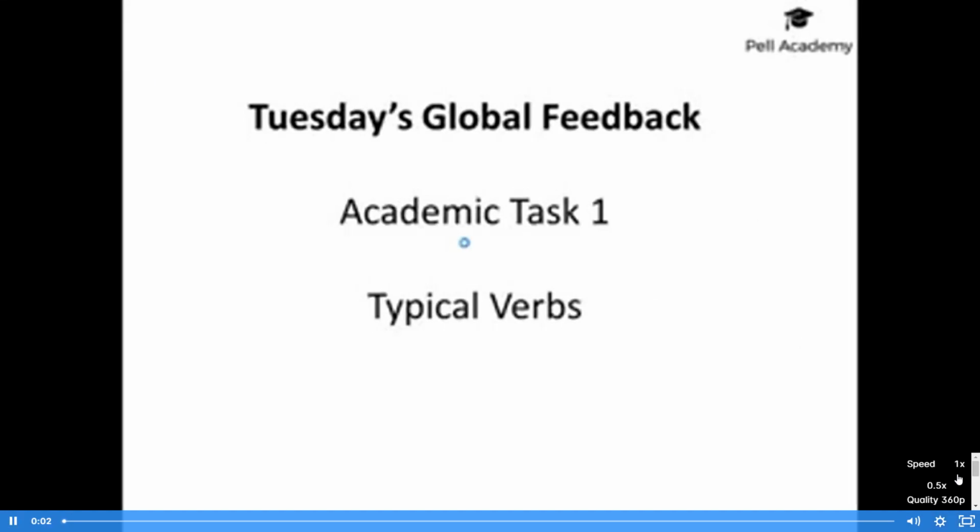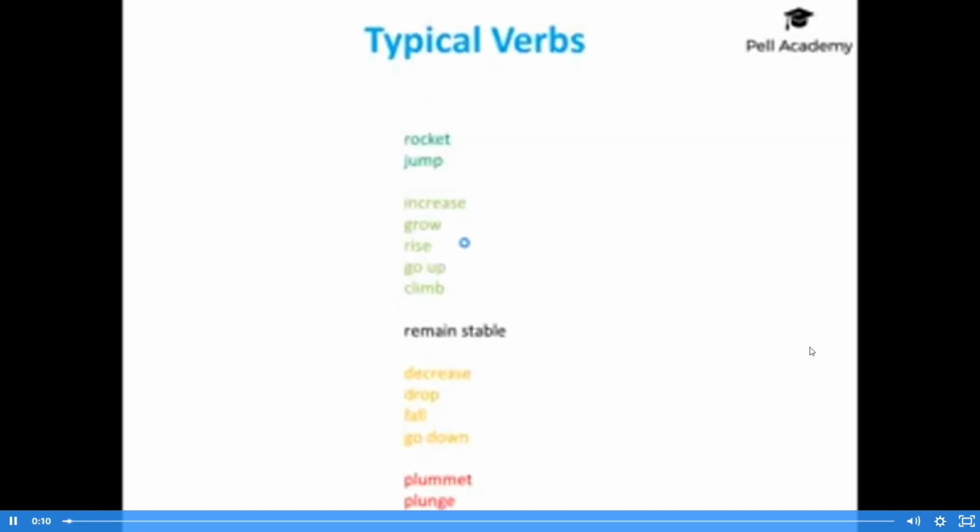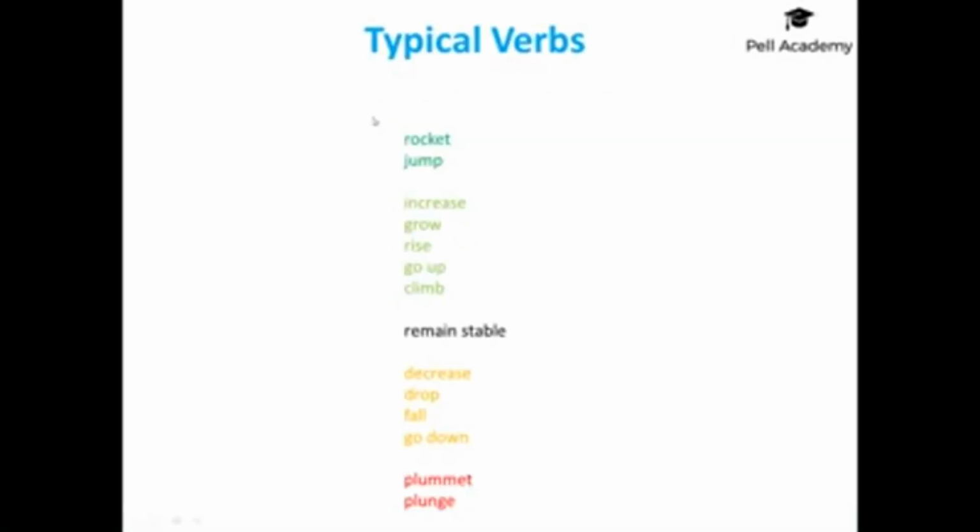Okay, guys, so I have your global feedback view here. Overall, really good attempts, really good use of the verbs that we looked at. So here are the actual verbs, and with regard to meaning, they were all used correctly, they were used accurately, but the problems that arose were more grammatical.